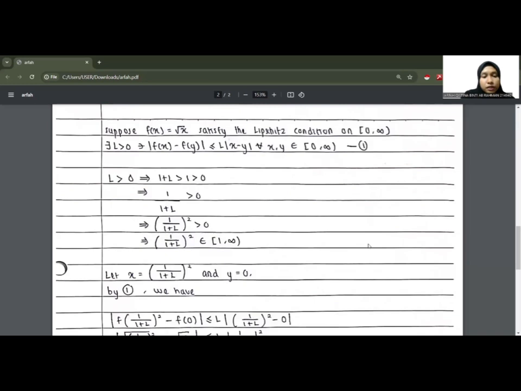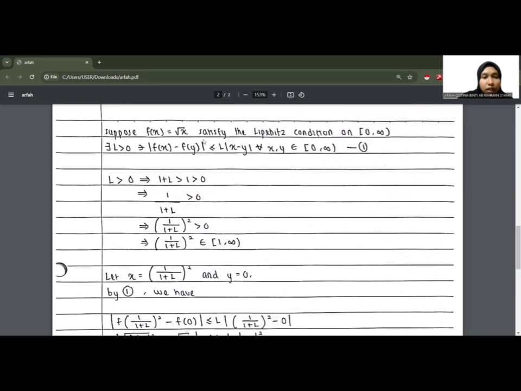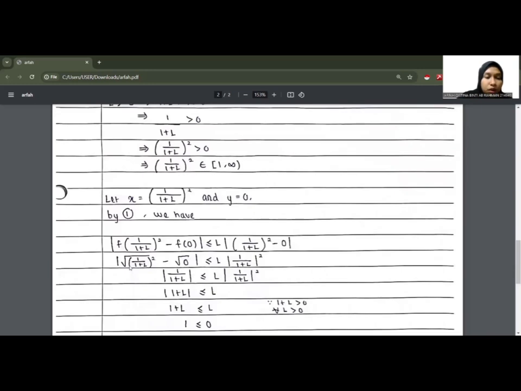Then we square both sides. Then we get (1 over (1 plus L)) to the power of 2, and (1 over (1 plus L)) to the power of 2 is an element of [1, infinity). Then next we let x equal to (1 over (1 plus L)) to the power of 2 and y equal to 0. And we substitute x and y into the function. And we will get square root of (1 over (1 plus L)) to the power of 2 minus square root of 0 is less than or equal to L multiplied by (1 over (1 plus L)) to the power of 2.